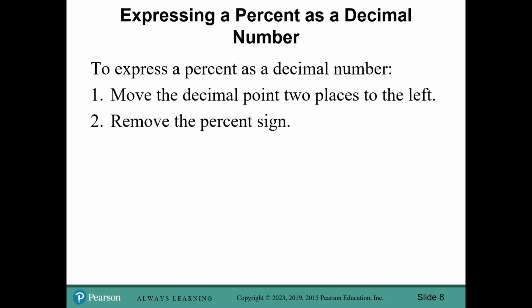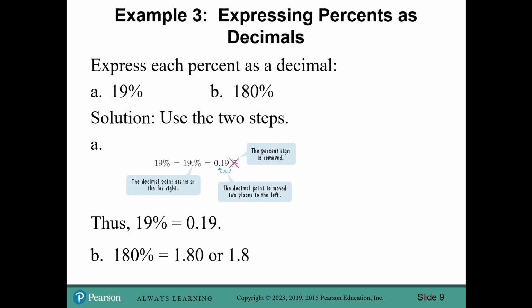Now we want to express a percent as a decimal number. To express a percent as a decimal number, we're essentially working backwards from what we just did. We want to move the decimal places 2 places to the left and then remove the percent sign. So let's express each percent as a decimal.